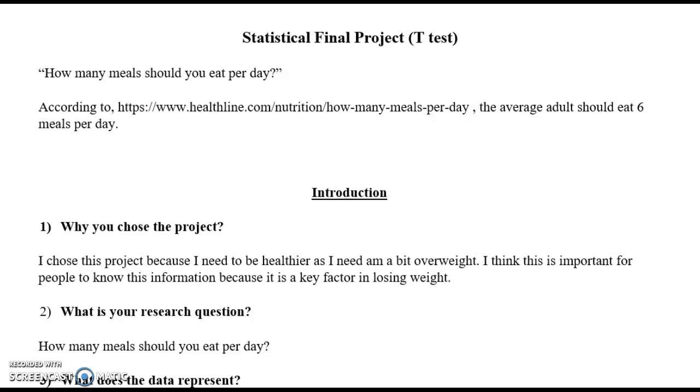This is my statistical final project. I'm doing the t-test. The question is, how many meals should you eat per day? According to that Healthline website, the average adult should eat 6 meals per day.